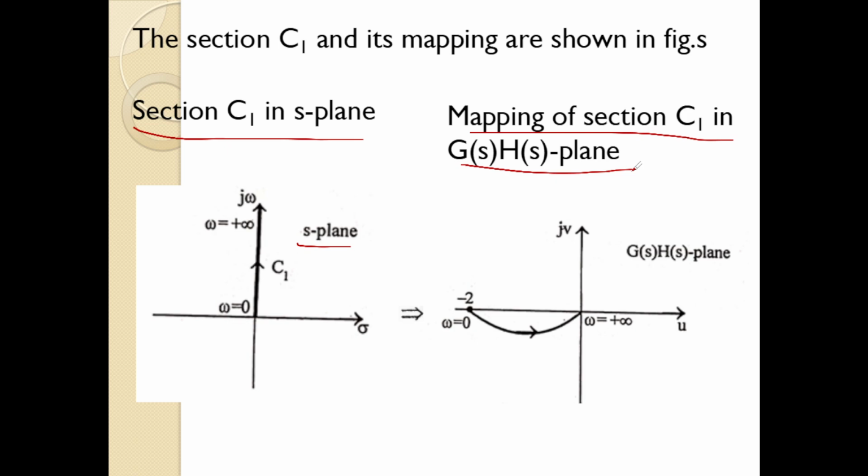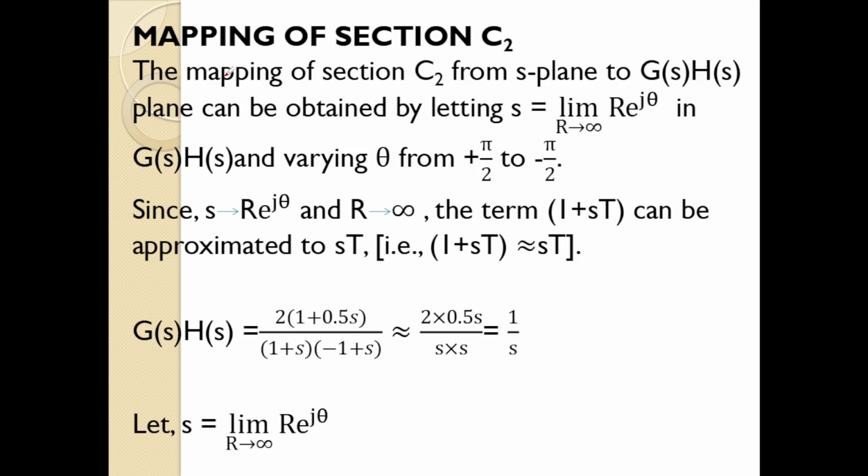This is our C1 section contour on G of S H of S plane. Now let us see the mapping of section C2.